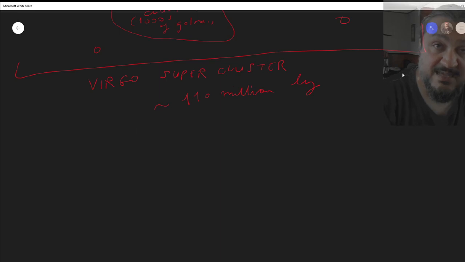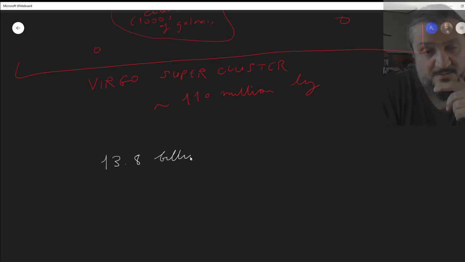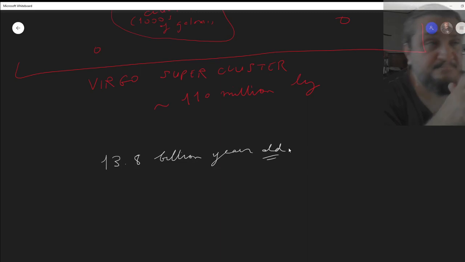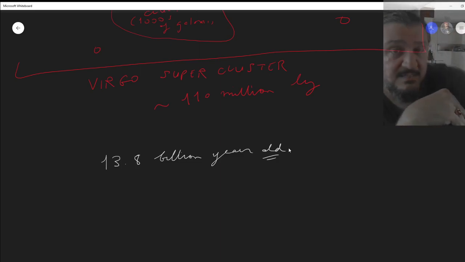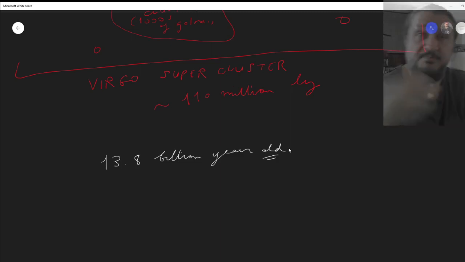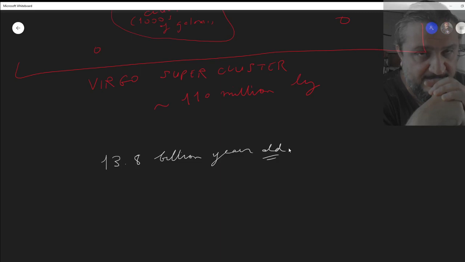But the universe had a beginning, okay? The universe is 13.8 billion years old. Therefore, when light comes to your telescope or to your eye, it has traveled for a long time. Actually, the farther you look in space, you're looking farther back in time, okay? So the farthest object is the oldest object. Think of it like this, all right?